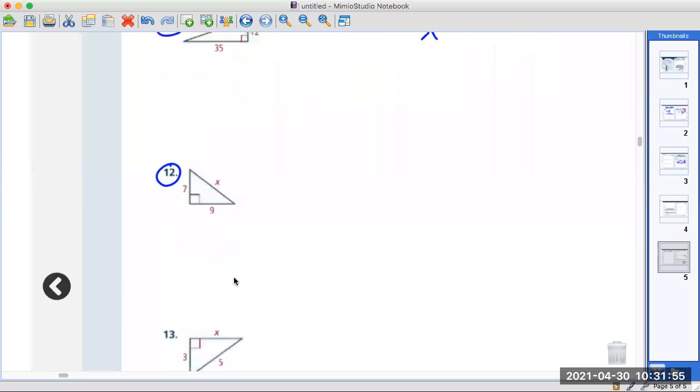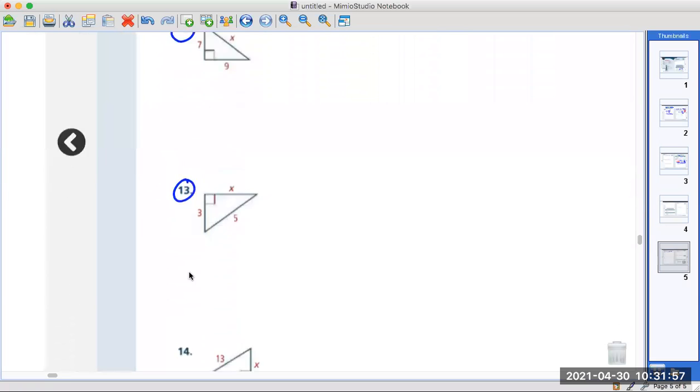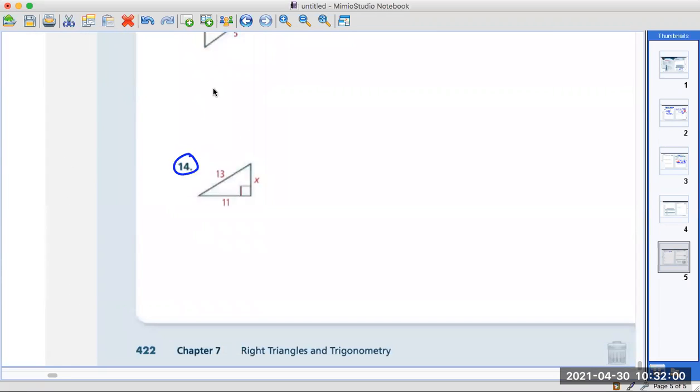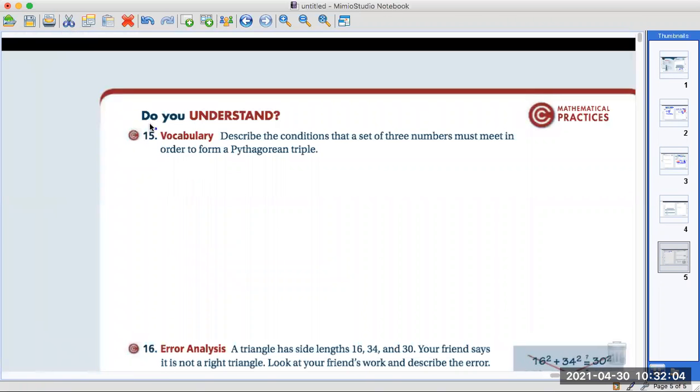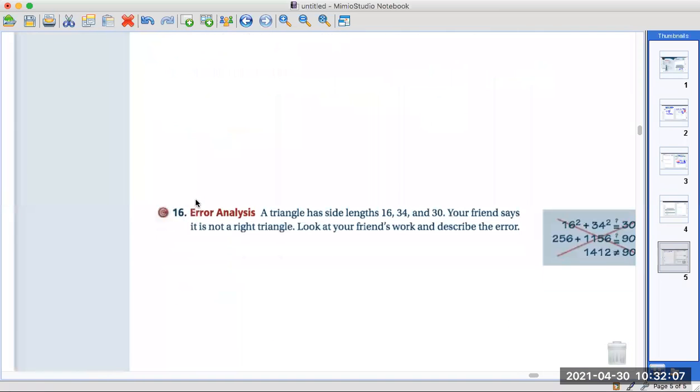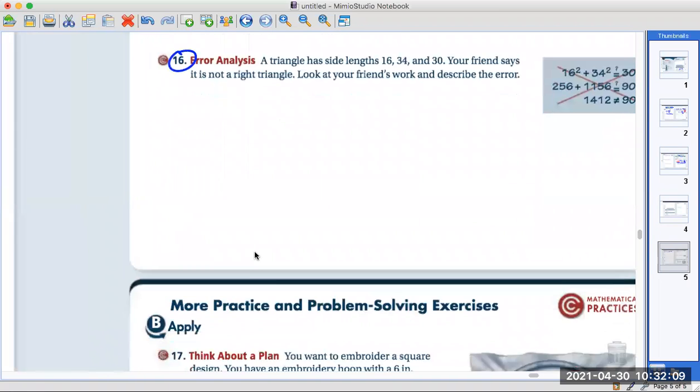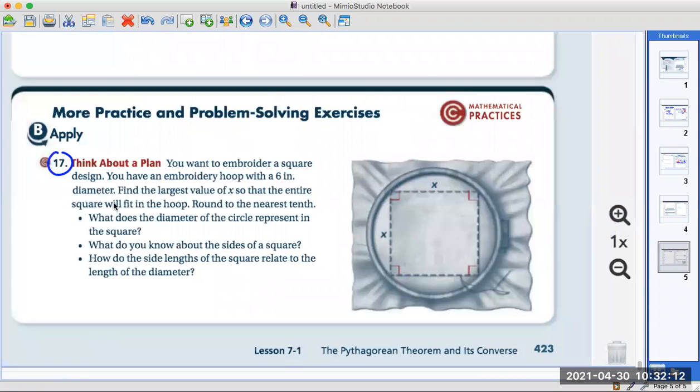Number 12, actually you're only going to do this page. 14, 15, and then an error: there's a mistake, find it, explain it. This one is your only one that may be a little unfamiliar. I don't know if you've ever seen an embroidery ring where you embroider in the middle. You put the fabric in a clamp, and it's a good way to keep stitching because it's all tight, right? I'm not sure if you've seen it, I have.